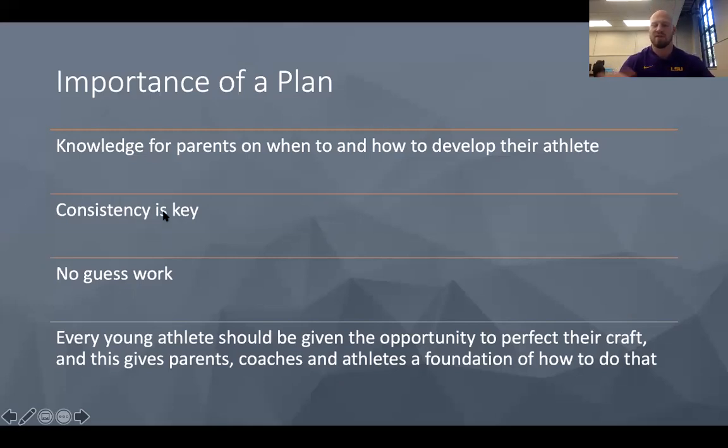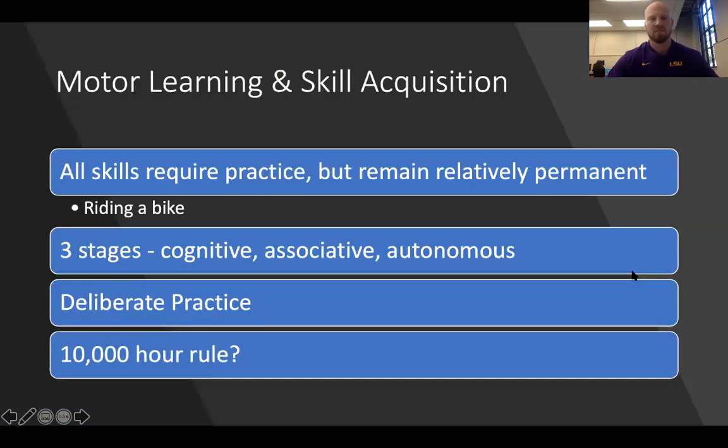You're not just going to become a great athlete when you roll out of bed one day. You have to consistently practice over a long-term period to really become an elite athlete. I think this is the main reason why I want to develop the long-term athletic development model: every young athlete should be given the opportunity to perfect their craft. This gives parents, coaches, and athletes the foundation of how to do that, so nobody's going to miss out on an opportunity because of a lack of knowledge. That's the basis of why it's important to have a long-term athletic development model and why we need to develop these skills to be athletes.